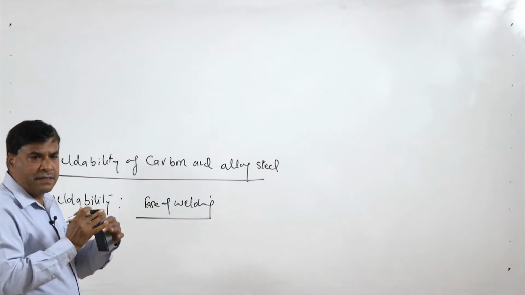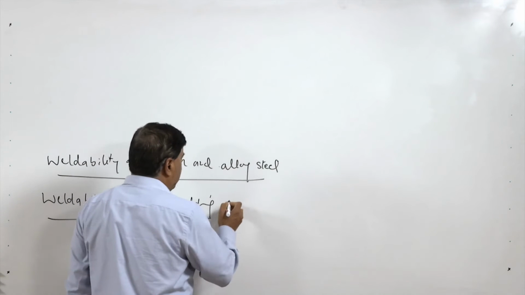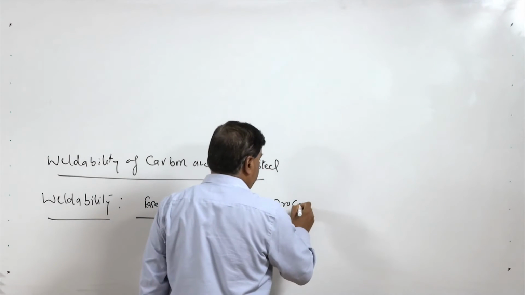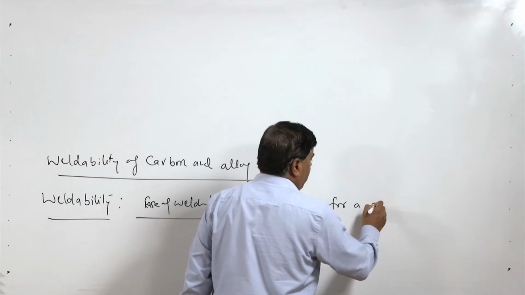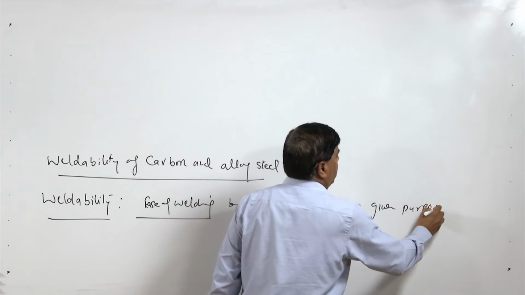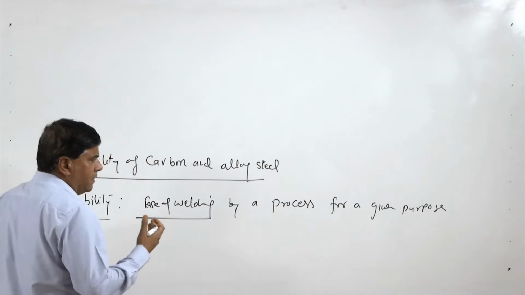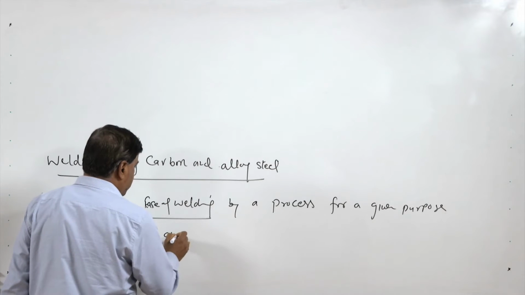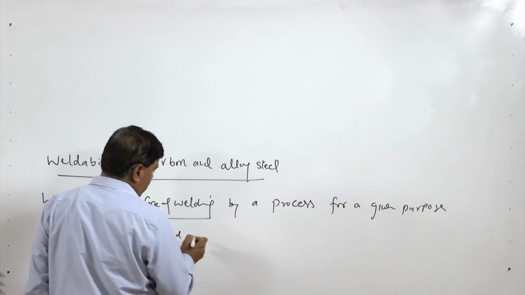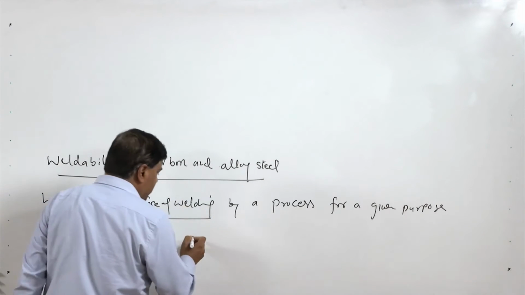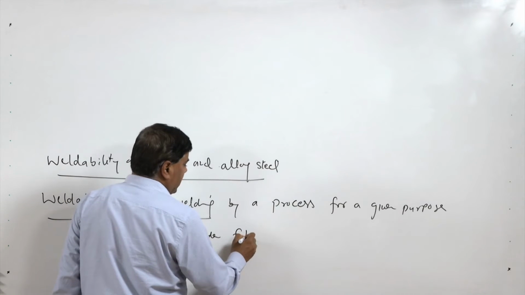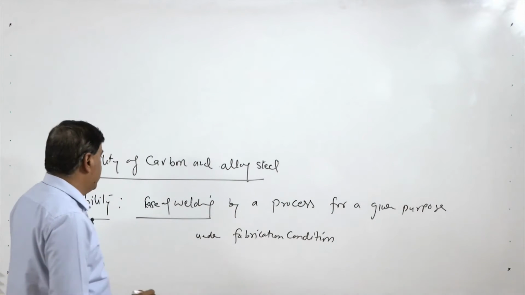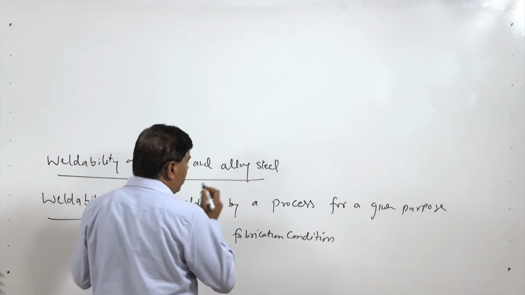But this ease of welding is defined under certain conditions, like ease of welding by a given process for a given purpose, meaning the joint should satisfy the requirement of the purpose for which it is being made, under a given set of the fabrication conditions. So, there are three things which are important.